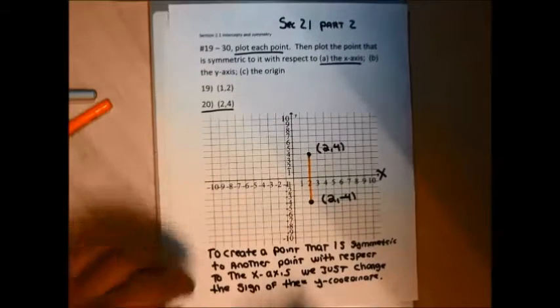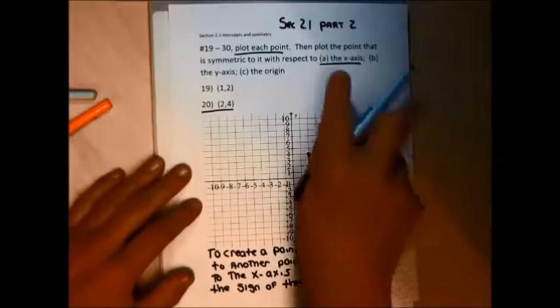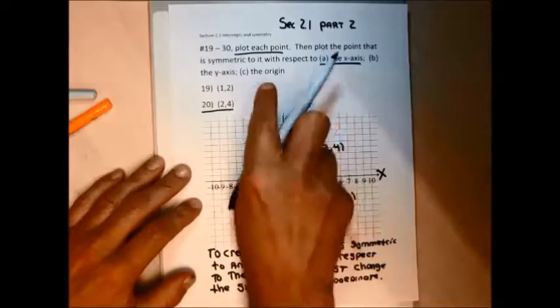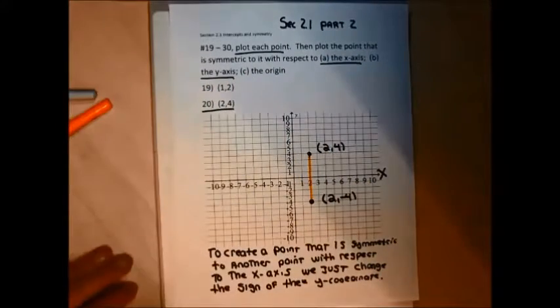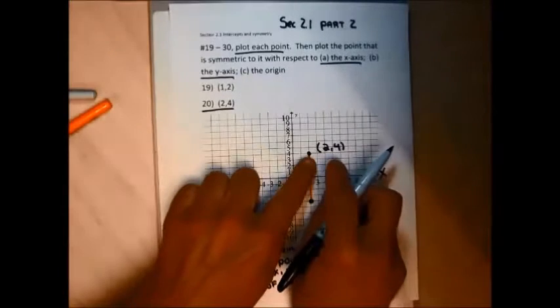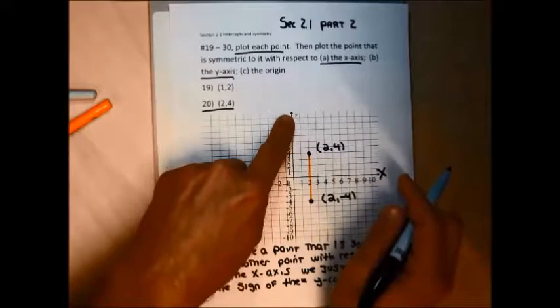So there's not going to be any algebra for problems 19 through 30. It's just to get used to the concept of symmetry with respect to the x-axis, y-axis, and the origin. Part B of this says plot the point that is symmetric to the point with respect to the y-axis. And to do that, I'm going to take the point and find its mirrored image on the other side of the y-axis, which is there.